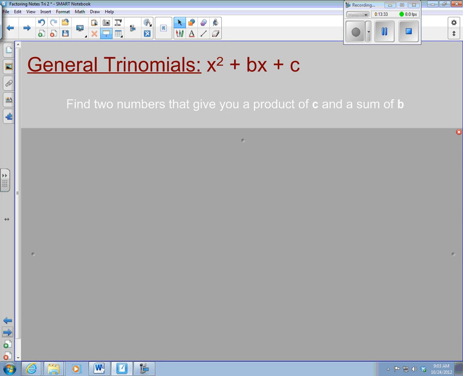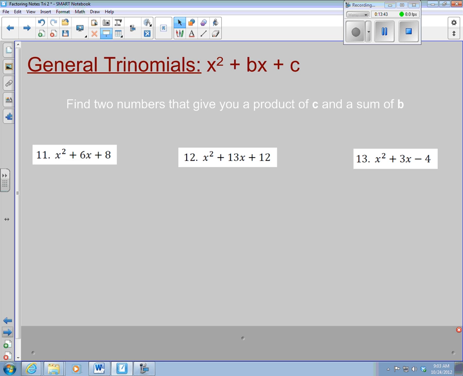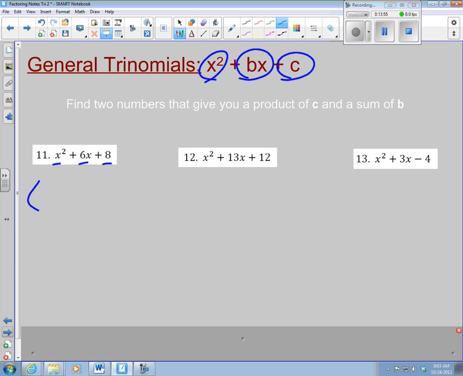General trinomials, x squared plus bx plus c. Find 2 numbers that give you a product of c and a sum of b. Okay, here we go. This is a general trinomial, 3 terms. It's of the form x squared, it's got some bx, and it's got some constant. So we're going to set up a set of binomials that we're multiplying. They're factors. Whenever you find factors, you're multiplying them.